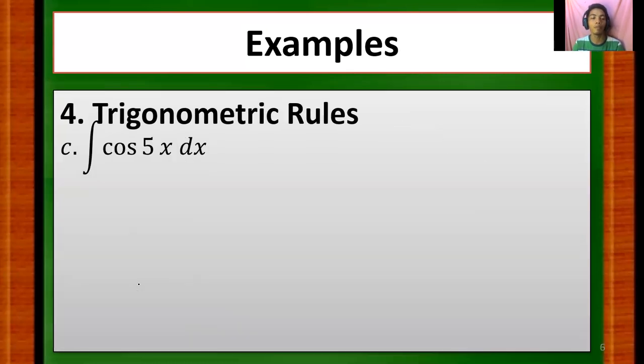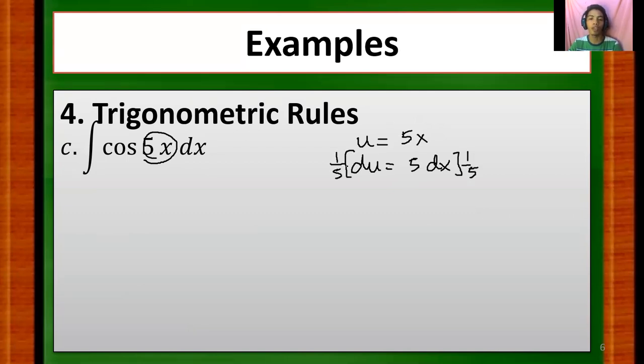Next example. Letter C. So we have the integral of cosine 5x dx. So the first thing that we need to do is to determine our u. So ang u natin dito is 5x. Determining our du, that is equal to 5 dx. Okay? So now, meron tayong numerical coefficient na 5. To remove that, we will multiply it both sides by 1/5.